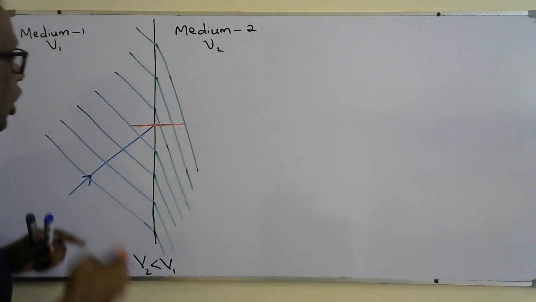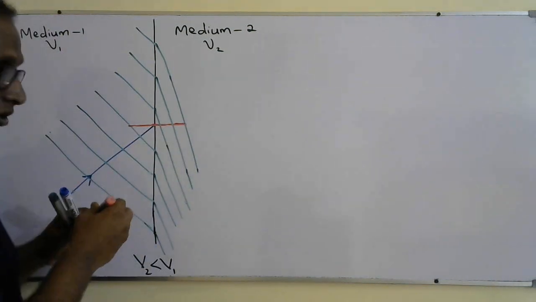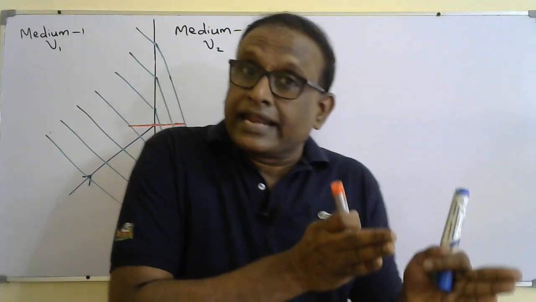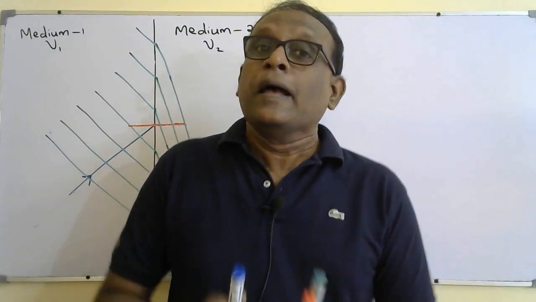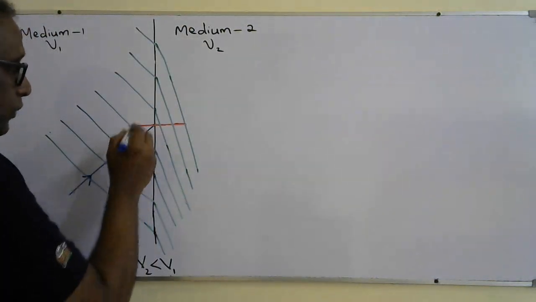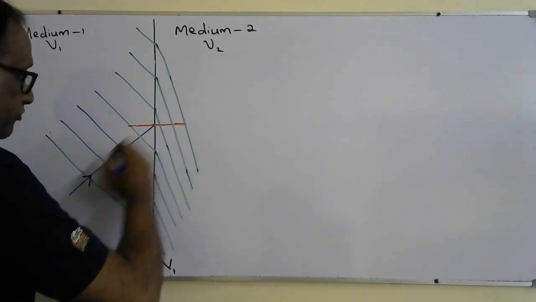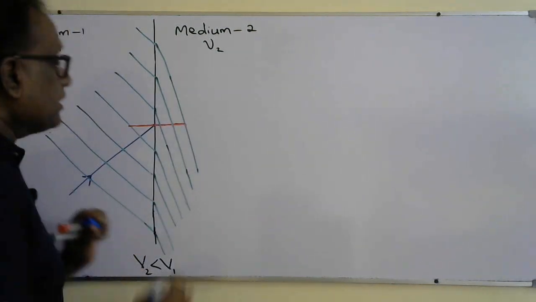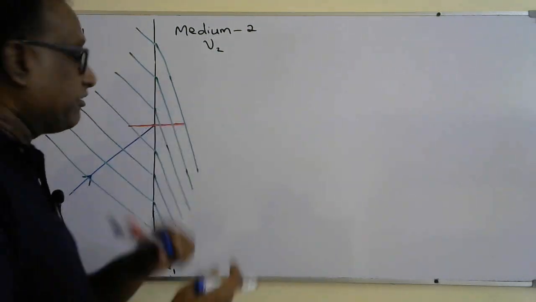Okay, so this is the normal. I already told you this red color line is the normal. Wavefronts and rays are perpendicular lines to each other. So we should draw the ray perpendicular to the wavefront. This is the boundary, where the normal and the boundary meet at this point. This is the ray of the incident wave. So I should draw the ray for the refracted wave.